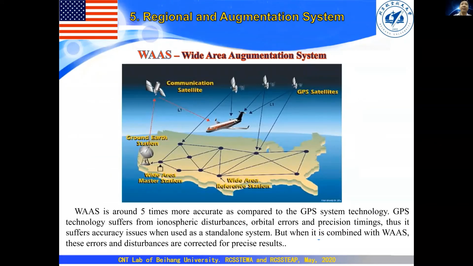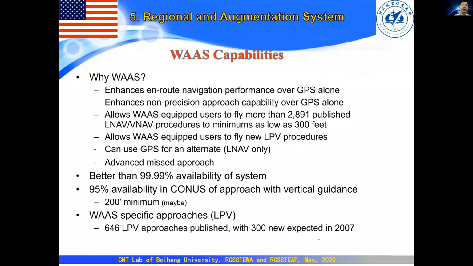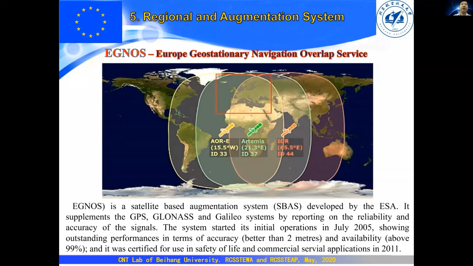But the WAAS system only provides service for the United States. Remember, if you are in other countries, you cannot use WAAS. WAAS is not like GPS. GPS provides service all over the world, but WAAS only provides support for America. So that is WAAS. And in the European Union, this is what we call EGNOS.